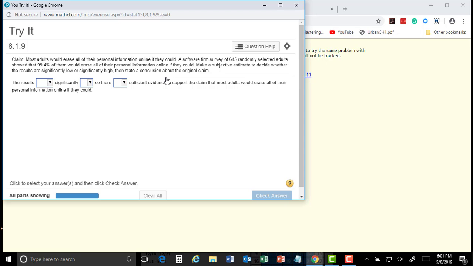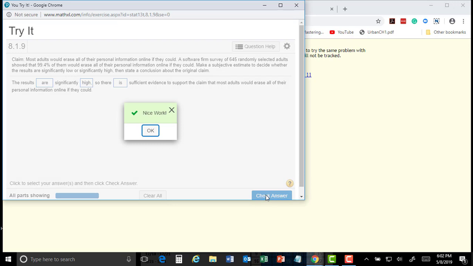You can make a subjective estimate and decide whether the results are significantly low or significantly high. If you take a look at the 99.5%, that's pretty significant, isn't it? Away from 50%. So there is evidence to support the claim that most adults would erase it. Good. Any questions?